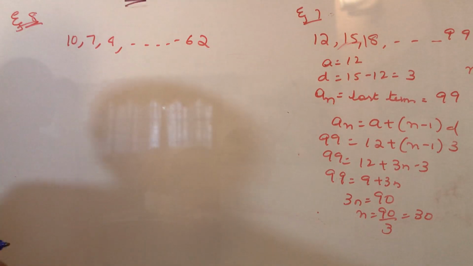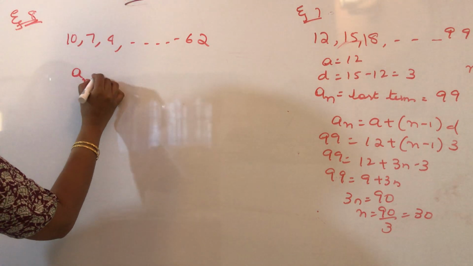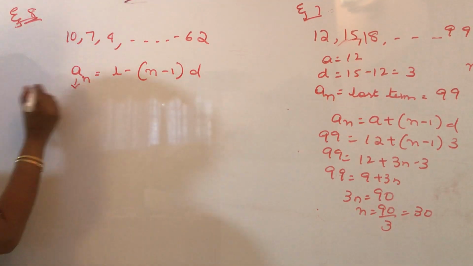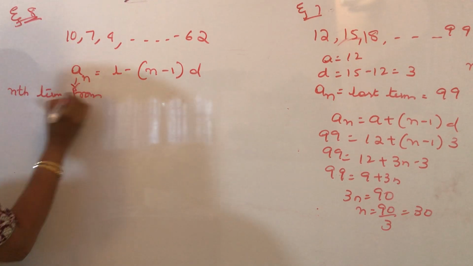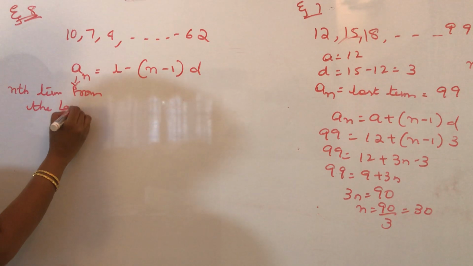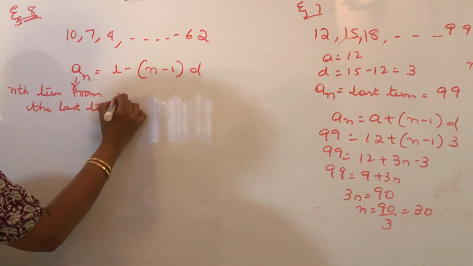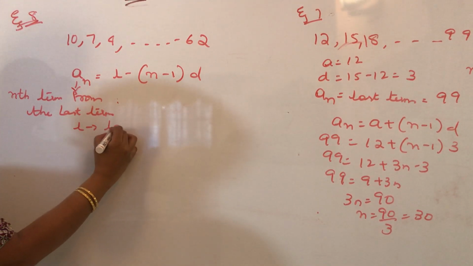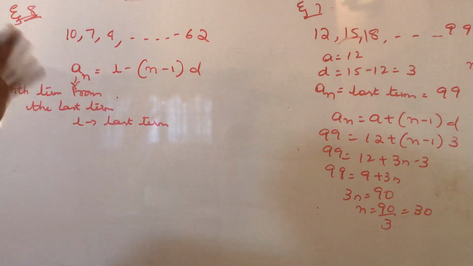Now for this you have a separate formula. You have to remember: the nth term from the last is given by L minus (n minus 1) into d. Don't get confused. This is the nth term from the last term, which is given by L minus (n minus 1) into d. What is L? L is the last term. n is the number of terms and d is the same concept here.